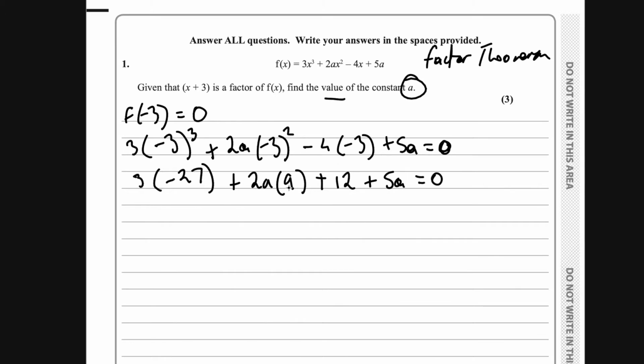Now I'm going to multiply this out and rearrange it. And what we get is 23a equals 69. Divide both sides by 23. And we're left with a equaling 3.